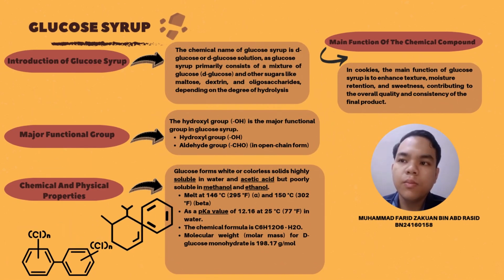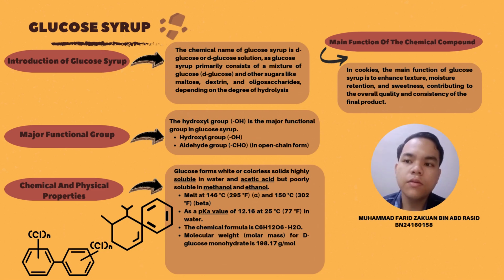So, my name is Muhammad Faizal Kwan. I will share about glucose syrup. The chemical name of glucose syrup is glucose or glucose solution. Glucose syrup primarily consists of a mixture of glucose and other sugars like maltose, dextrose, and oligosaccharides, depending on the degree of hydrolysis.